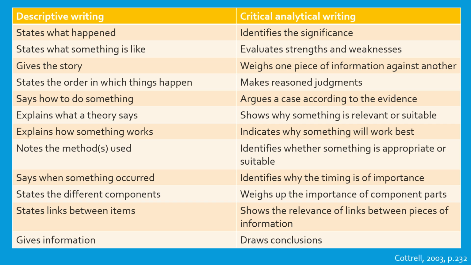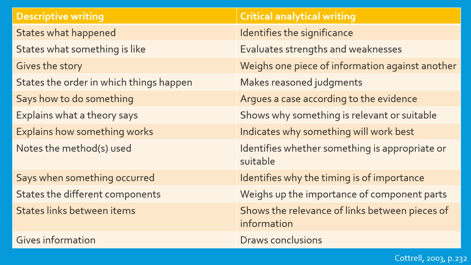Now, here are also some illustrations of how you can convert your descriptive writing to a more critical analytical writing, because sometimes I also notice that it's a problem with how you write it. For example, under descriptive writing, it simply states what happened, but under critical analytical writing, it identifies the significance. In descriptive writing, you simply state what something is like, but in critical analytical writing, you evaluate the strengths and weaknesses. Descriptive writing simply gives the story, but critical writing weighs one piece of information against another. A descriptive writing simply states the order in which things happen, but under critical writing, you make reasoned judgments.